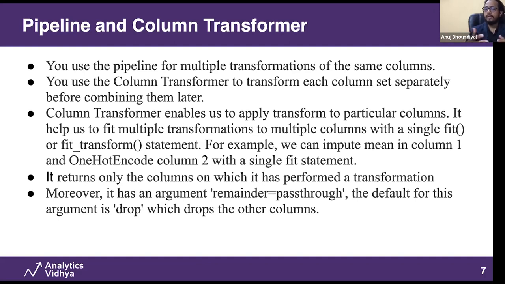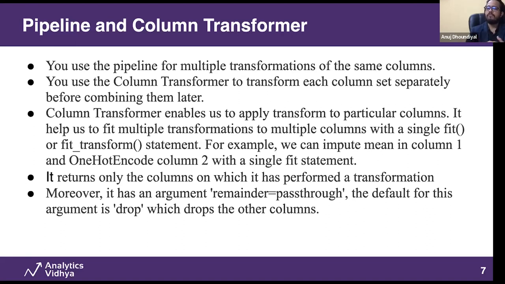Now, it returns only the column on which it has performed a transformation. The one concept in column transformer that can be difficult for you is that whenever you apply a column transformation, it only returns the column where you are applying the transformation. So even if you are giving the column transformer your ABCD data set and you are trying to apply a transformer on the A column, it will just apply the transformation and give you the A column. It will just forget the B, C, and D columns. Now, this is a negative, but there is also a way to deal with that.